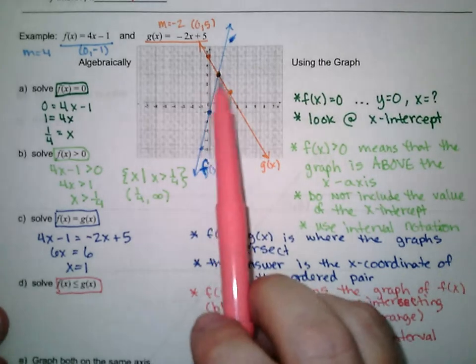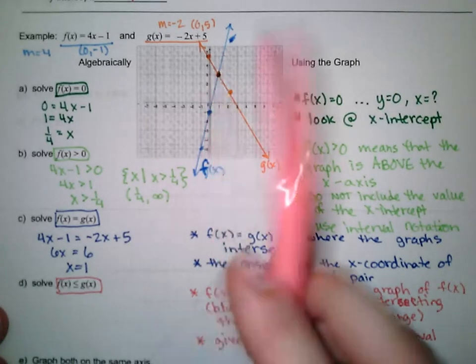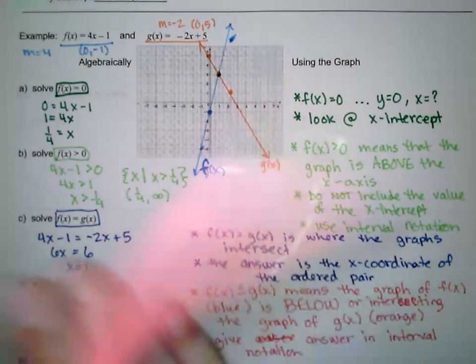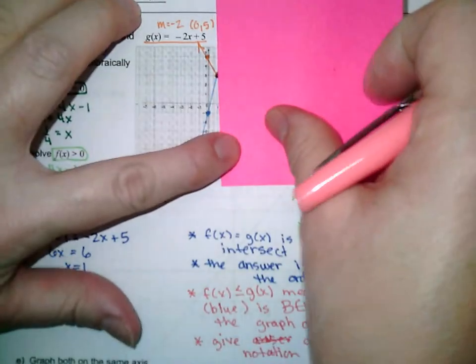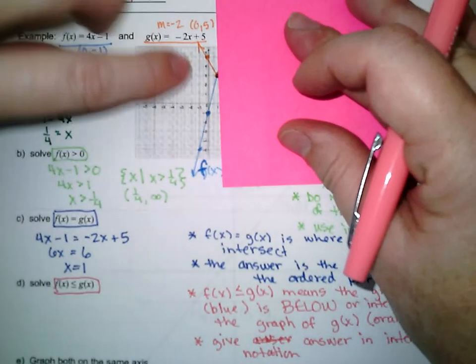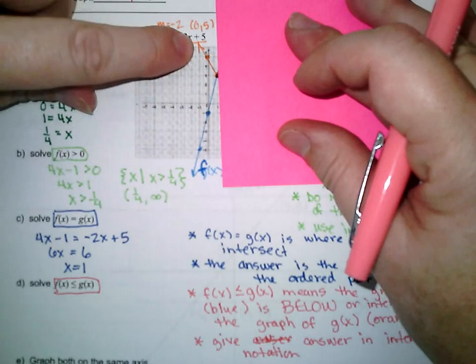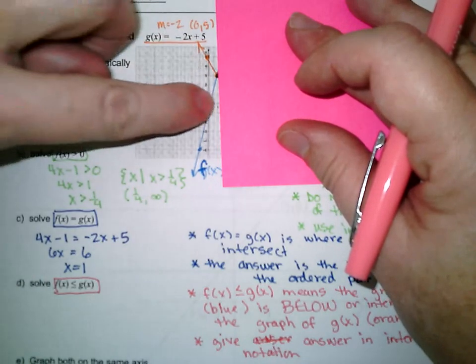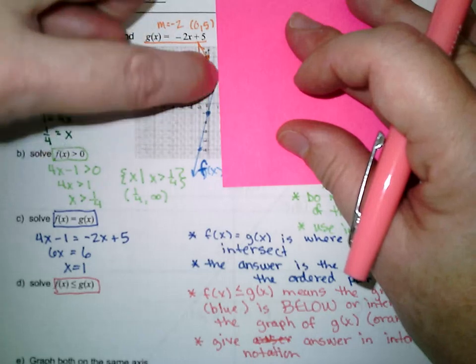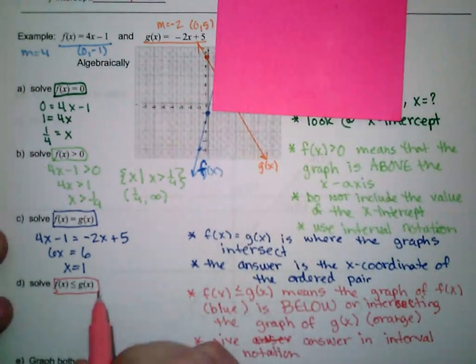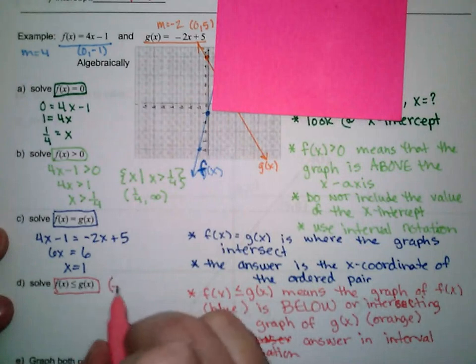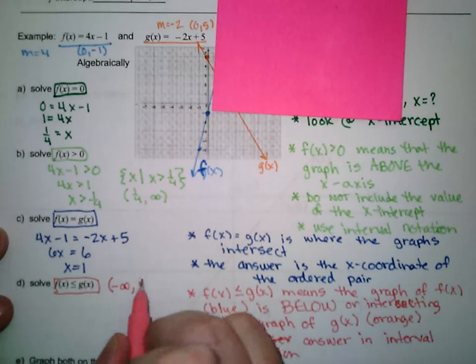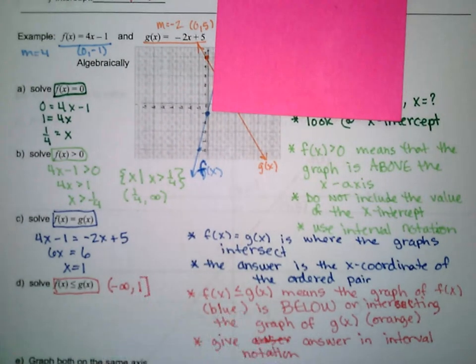So they are equal to each other right here at x equals 1. But if I cover up everywhere after they switch, f of x is down below g of x from negative infinity all the way up until x equals 1. So I'm anticipating this answer to be negative infinity to 1 when I solve that.